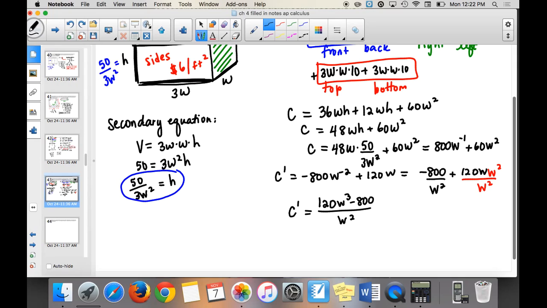Okay. Still okay? So set your numerator and denominator equal to 0. So we get 120 W cubed minus 800 equals 0. We add the 800 over, we divide by 120. We get W cubed equals 6.6 repeating, which is 20 over 3. And then we take the cube root. In this case, I'm definitely going to use a decimal. So I'm going to do 1.882.